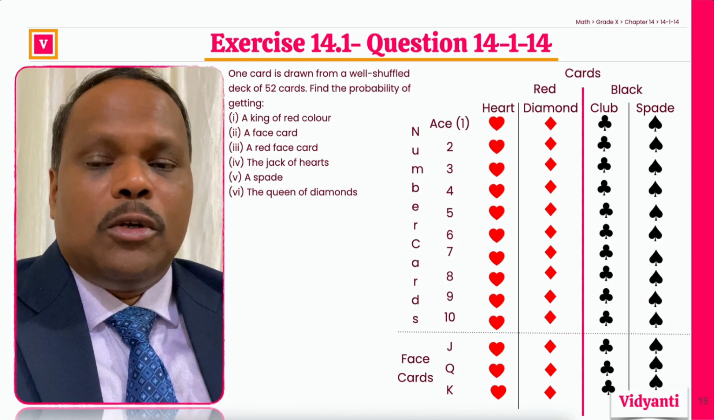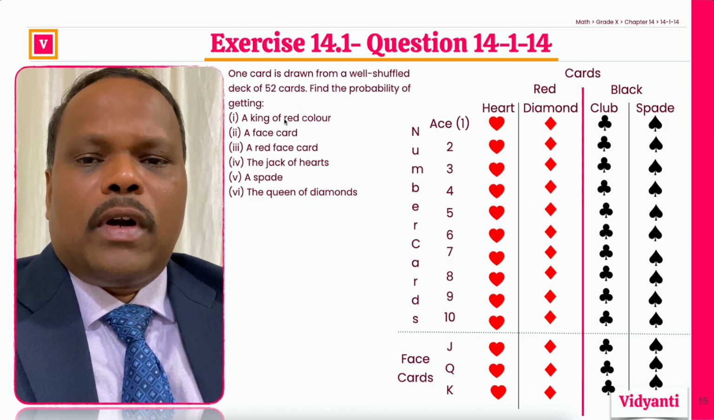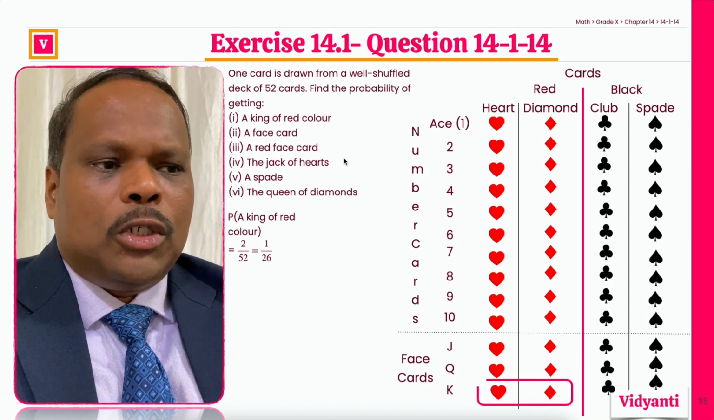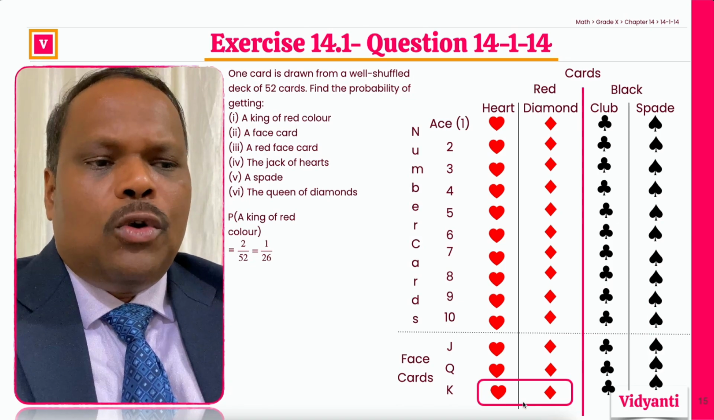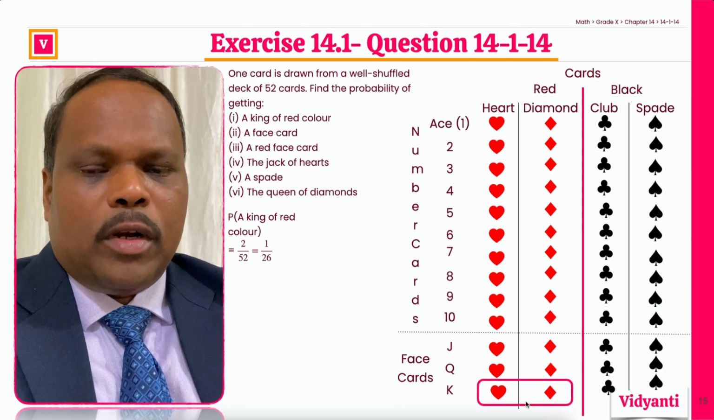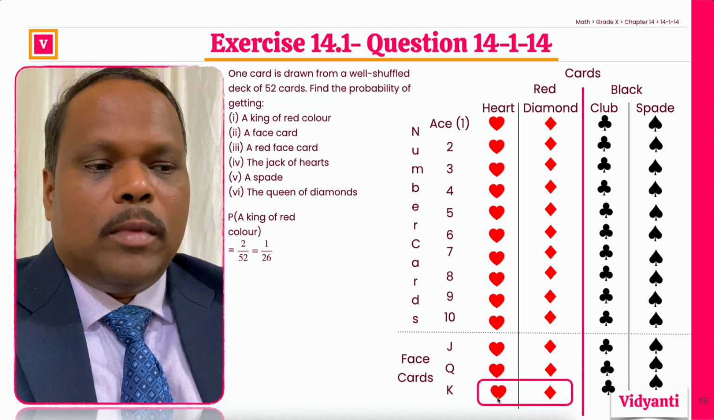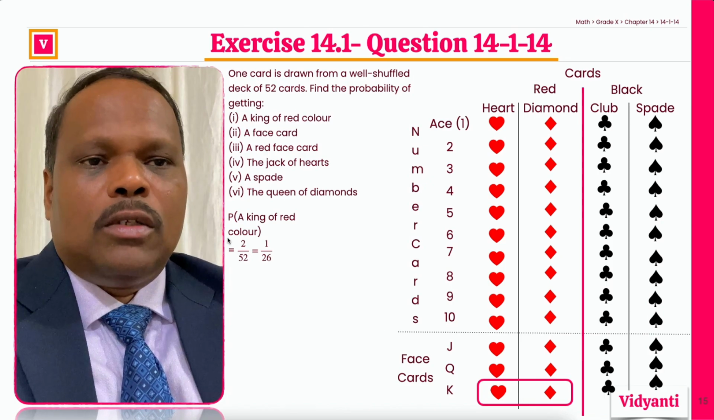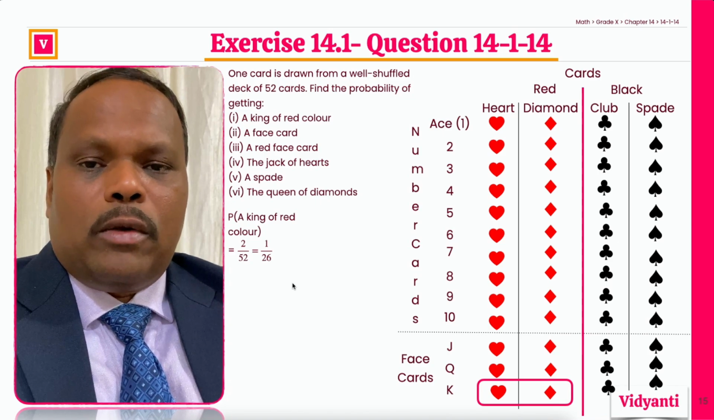Denominator will be always 52 as long as you are drawing a single card. So a king of red color. How many kings are there of red color? I'm going to show that with an animated rectangle. So you have 2 red kings. Remember, even though there are 4 kings, only 2 of them are red. So that will be king of heart and king of diamond. So out of 52, you are having only 2 possibilities which are favorable. So that will be 2 upon 52, which on simplification will become 1 over 26.